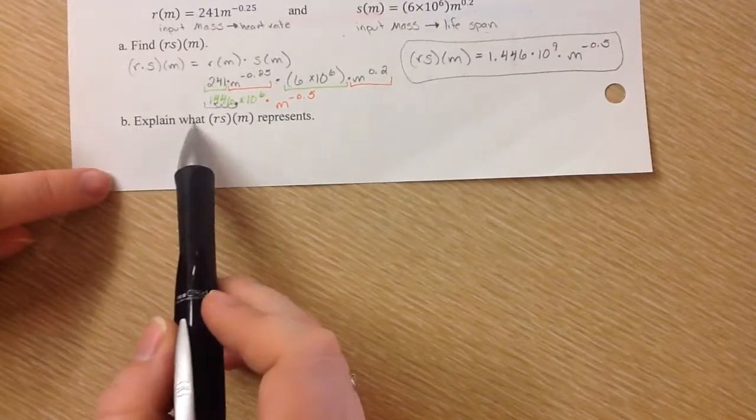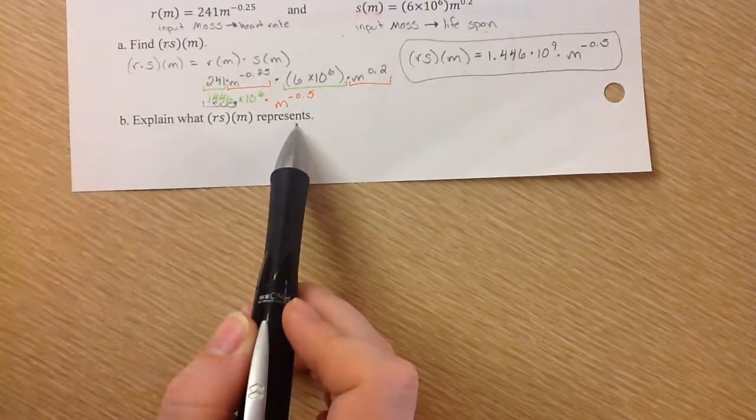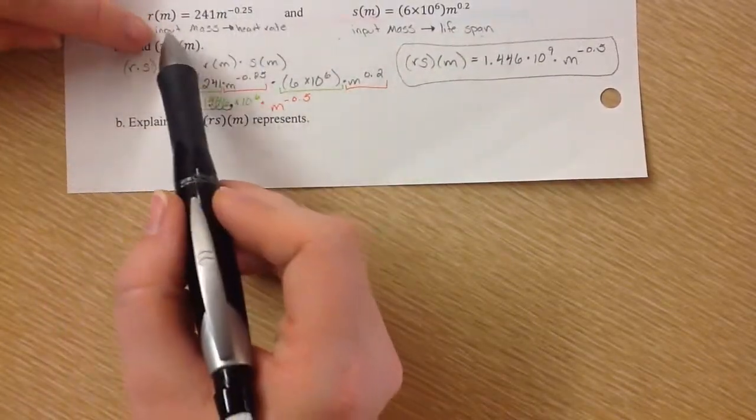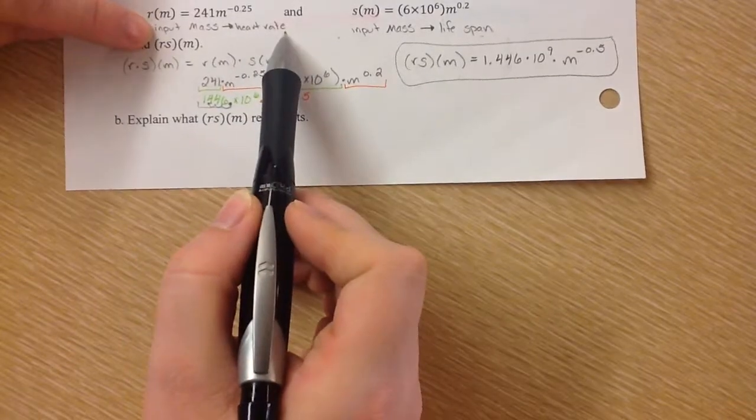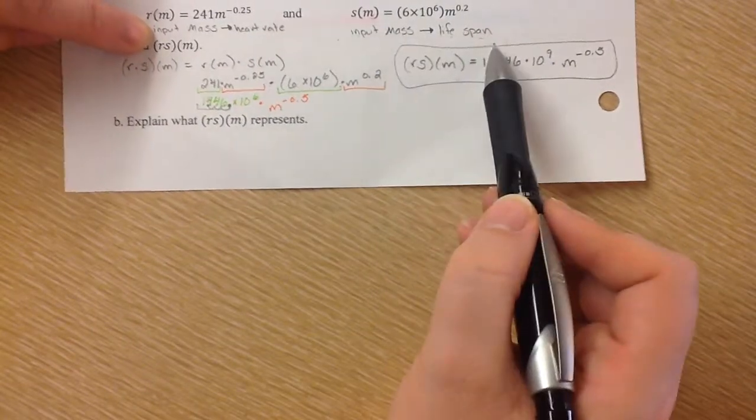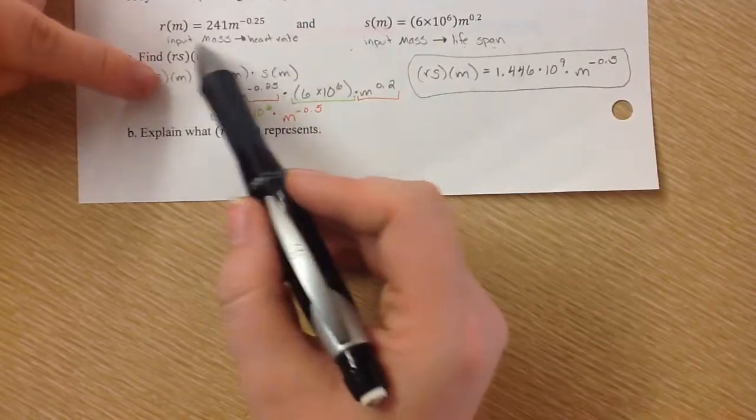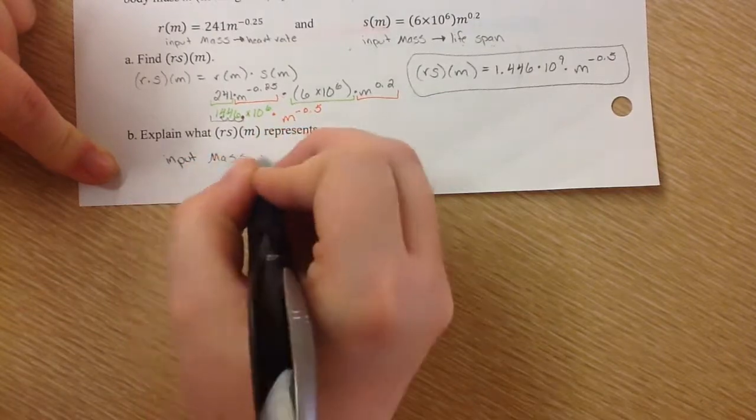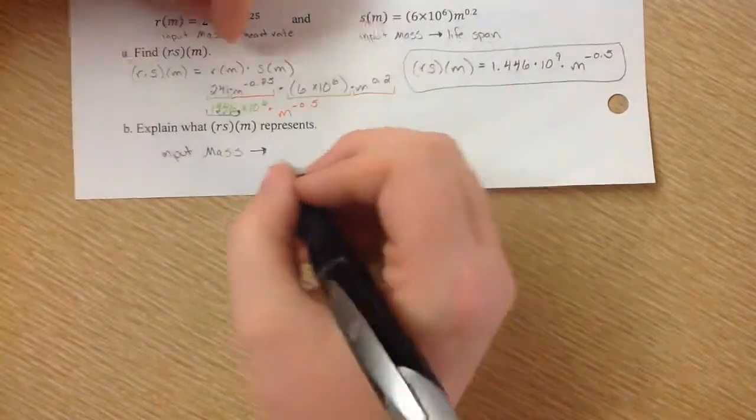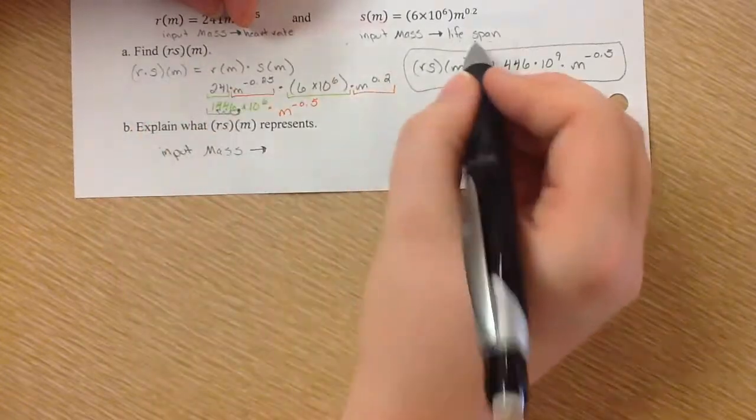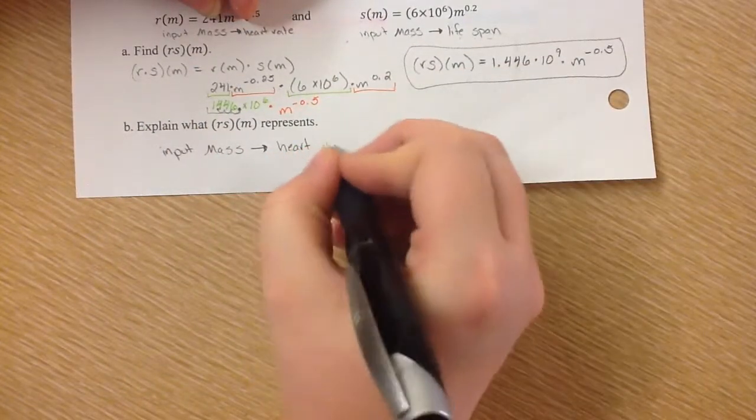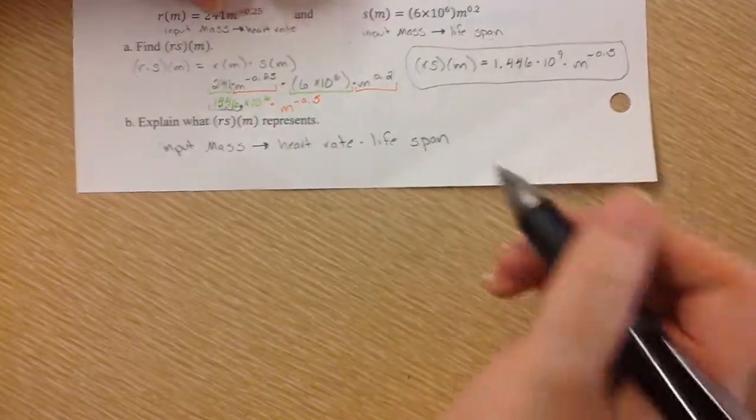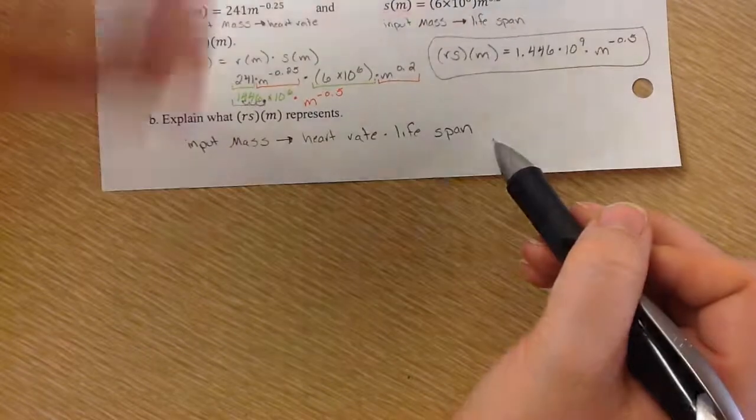Now it says explain what R times S of M represents. So let's go back to up here. We talked about R of M. If I input the mass, it gives me the heart rate. Here, if I input the mass, it gives me the lifespan. So really, regardless, I'm inputting the mass. But what I'm getting out is the heart rate times lifespan. So it gives me the heart rate times their lifespan.